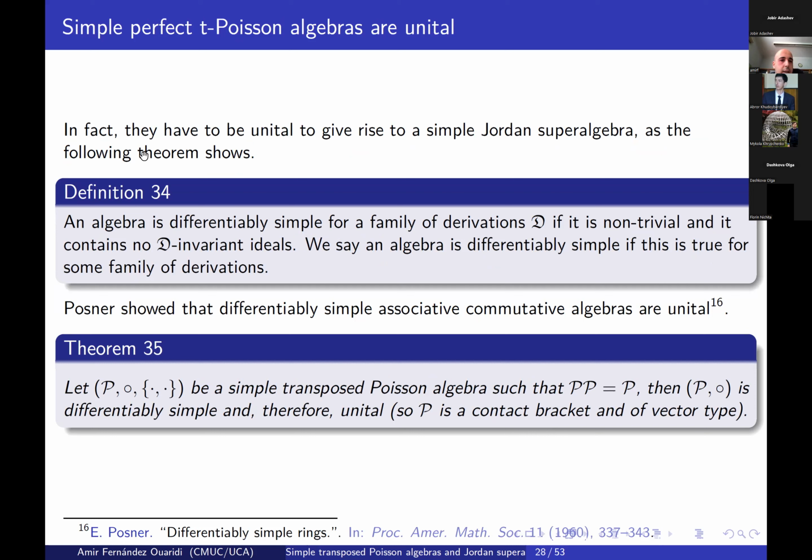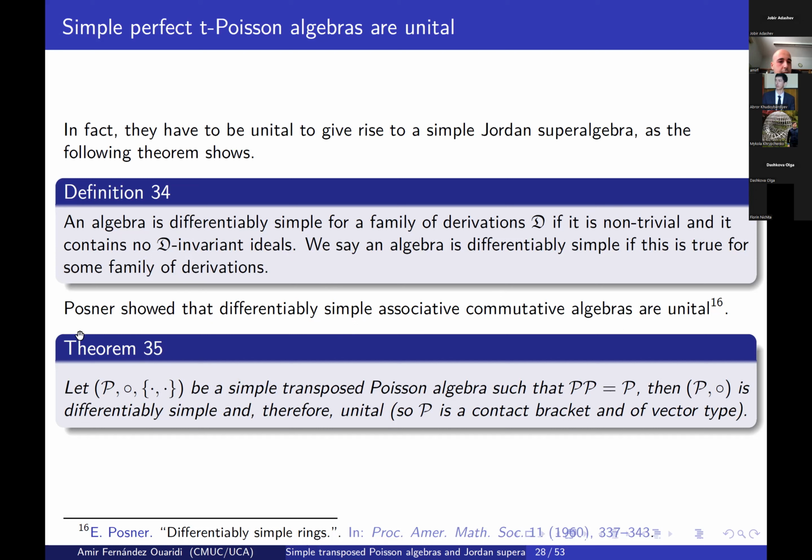Let me recall a definition. An algebra is differentiably simple for a family of derivations D if it is non-trivial and it contains no non-trivial D-invariant ideals. We say an algebra is differentiably simple if this is true for some family of derivations. And Posner showed that differentiably simple associative commutative algebras are unital.